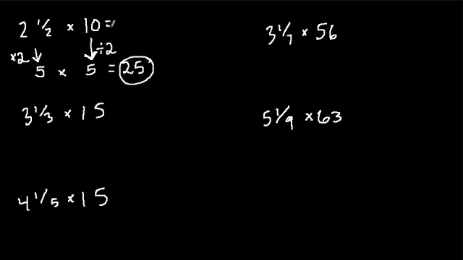Another way to think of it is that 2.5 is like 2 plus 1/2 times 10. Well, here you can do 10 times 2 to think about this problem. First you get 20, and then 10 times 1/2, which is 5. Bring 20 and 5 together to get 25.